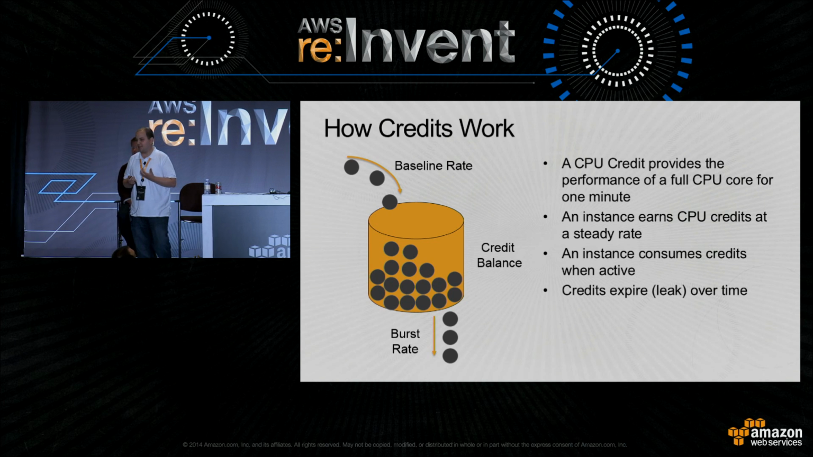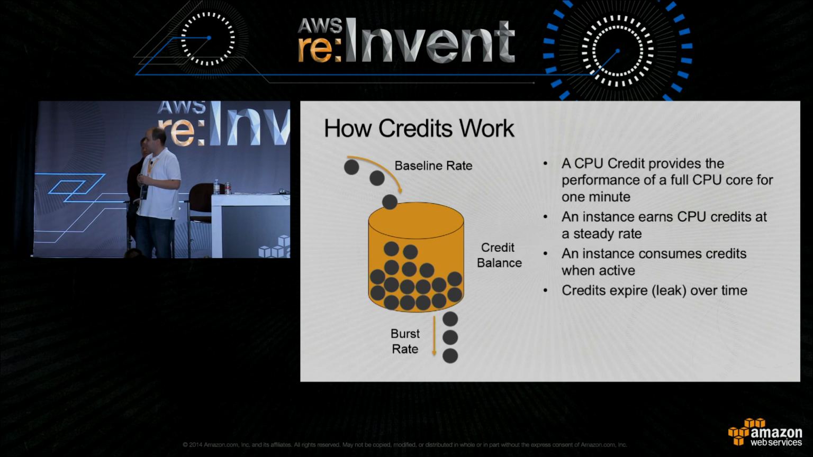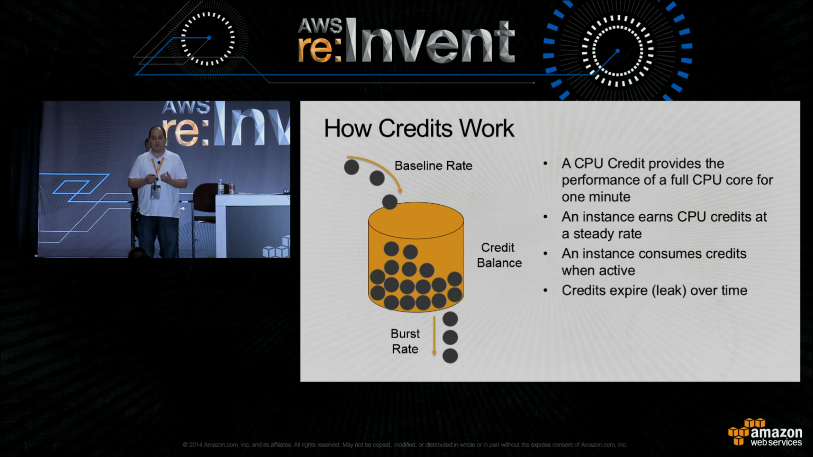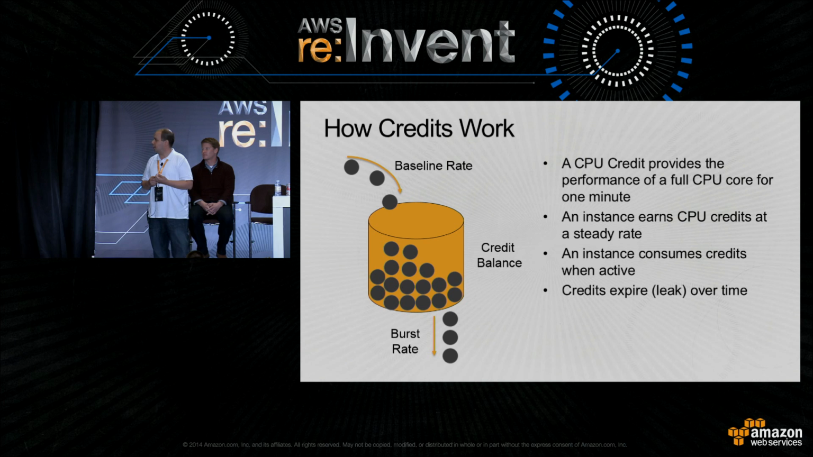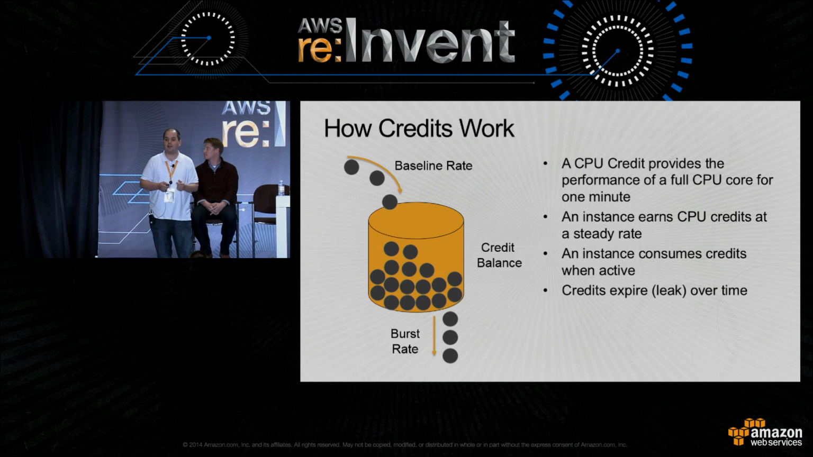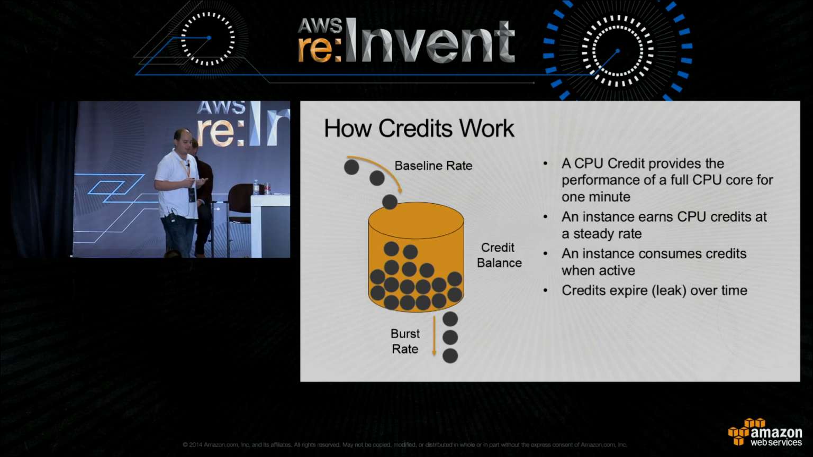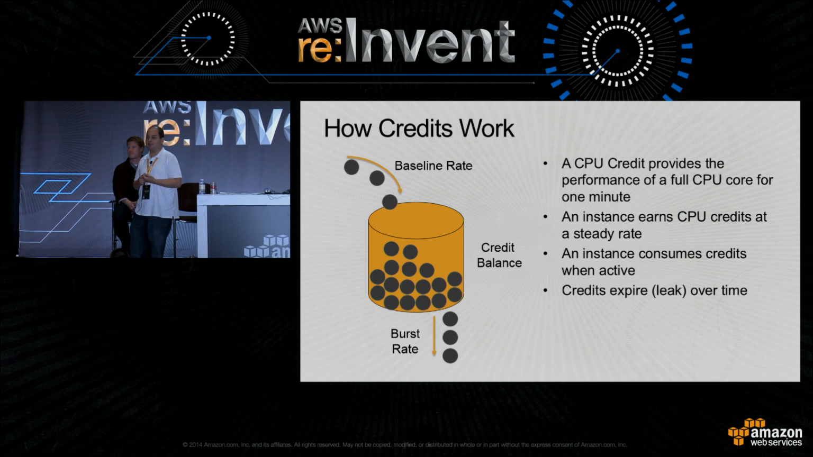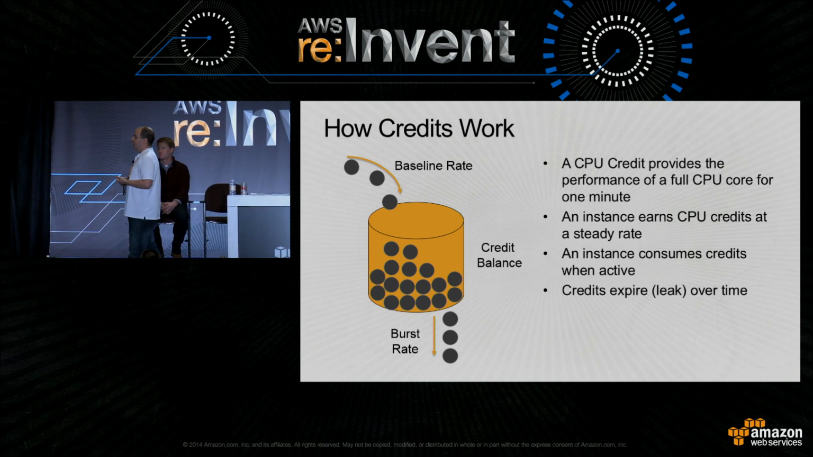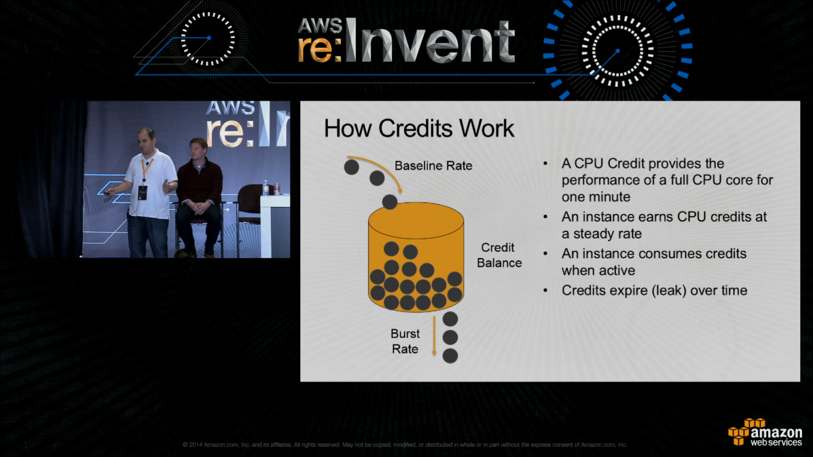However, the thing that makes the T2 instance special is the rate that you can withdraw credits from the bucket. And we call this the burst rate. Now, in the best case scenario, when your credit bucket is completely full, you can withdraw credits basically as fast as you want to. And each credit represents 1 minute of CPU time.